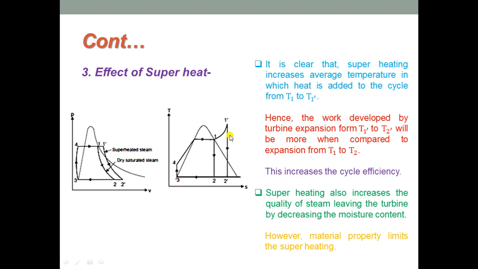So, expansion takes place in a turbine. So, the material of the turbine should withstand the temperature of the superheating. There are certain limitations in selecting the materials for turbines. So, that limitation will impose a limit on superheating of the steam.